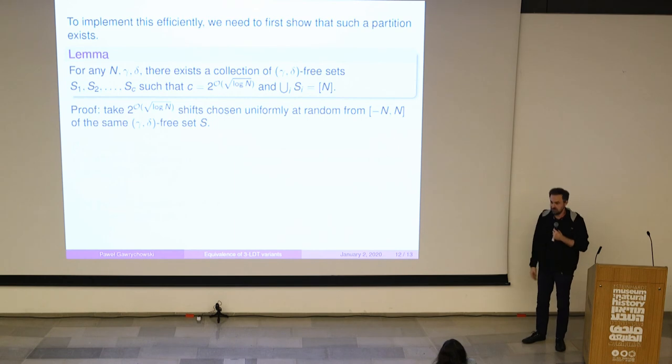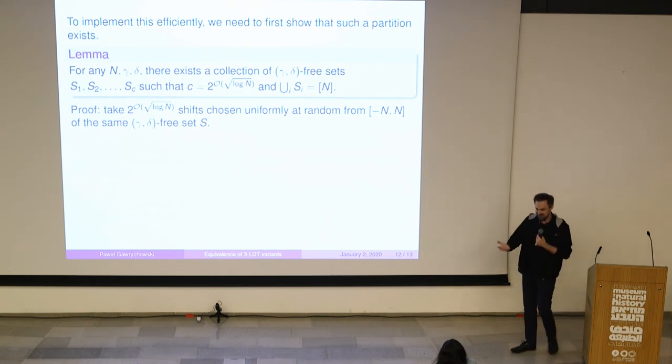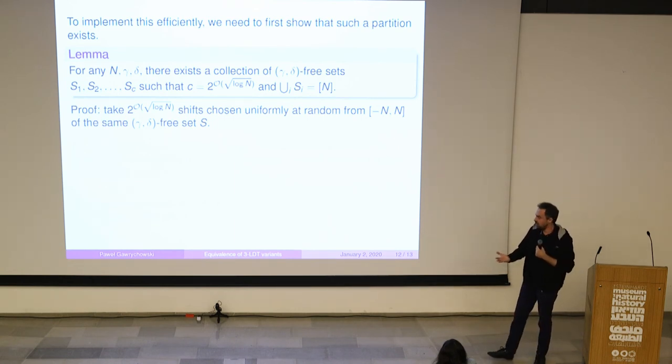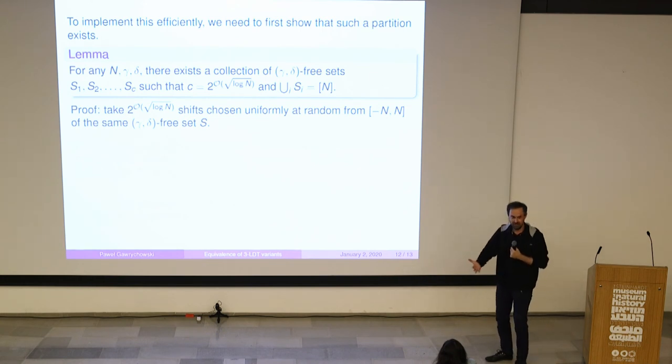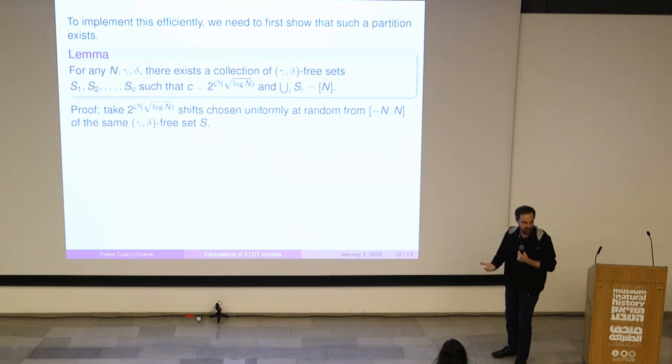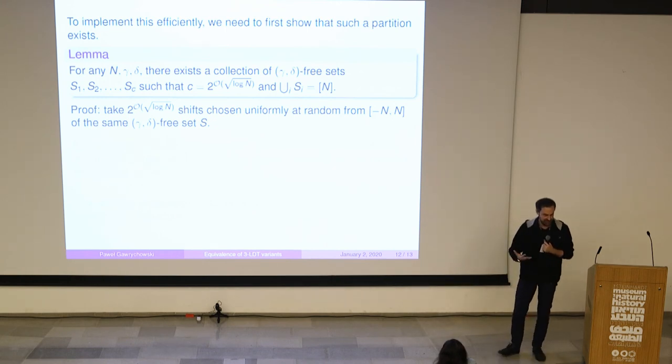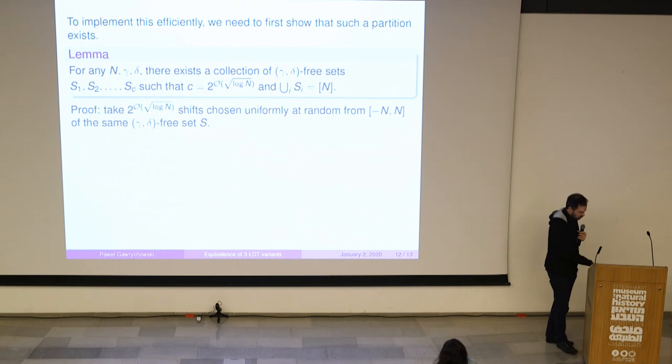This was not really constructive, because first of all I said take Behrend's set, but the set is defined over the universe of size n cubed. My reduction cannot work in cubic time. It needs to work in linear time or maybe n log n. So I cannot afford to construct this set. So I need something more efficient.